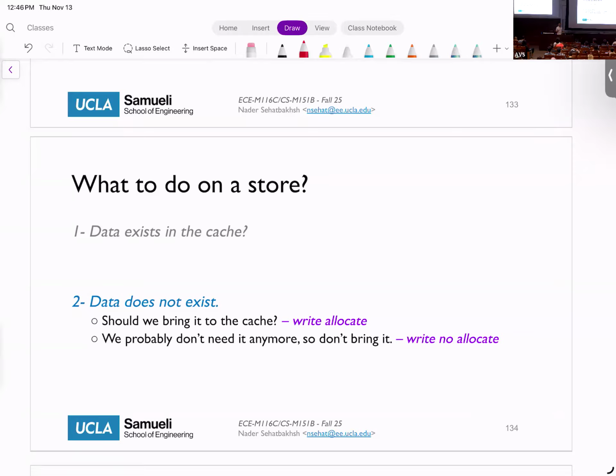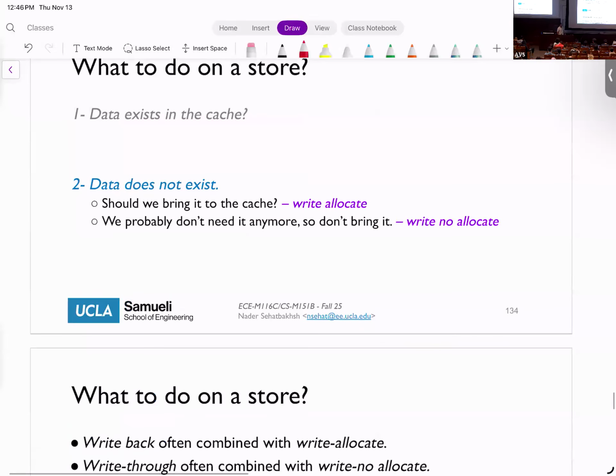Which one do we use? Modern processors use both. It also depends on the multi-cache strategies that we're going to talk about later. But it could be write allocate, write no allocate. There's really no one simple answer for it. Yes, these things are usually statically determined. Write allocate, write no allocate.